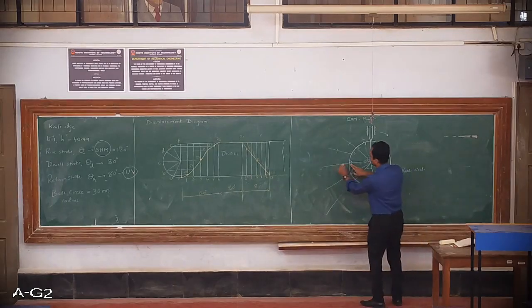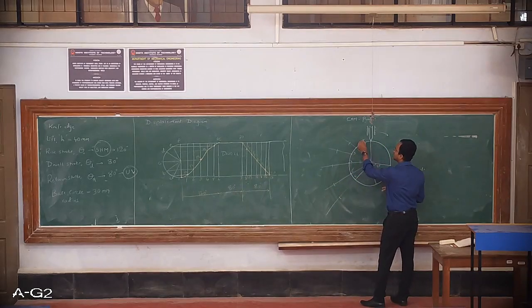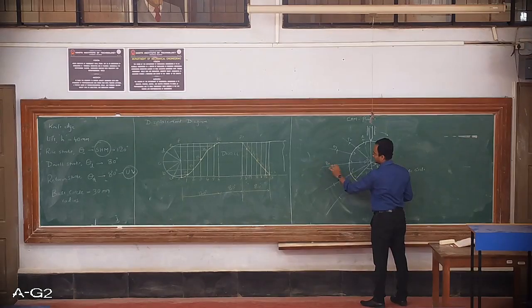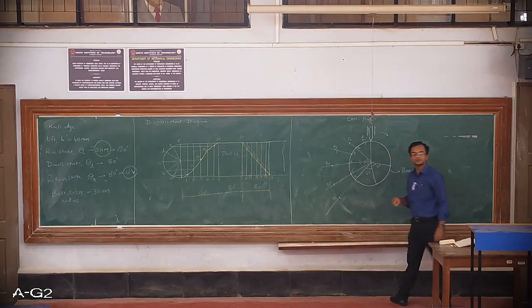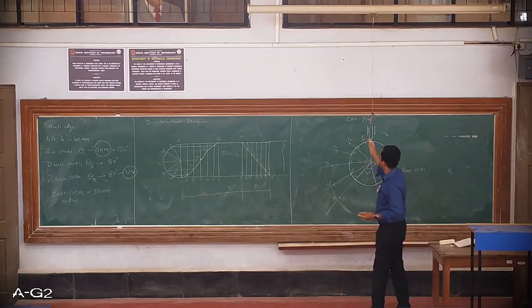Similarly, from point 4 to P4, from point 5 to P5, from point 6 to P6. So these are nothing but P1, P2, P3, P4, P5 and P6.